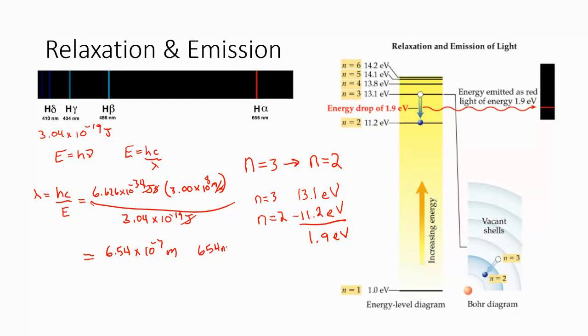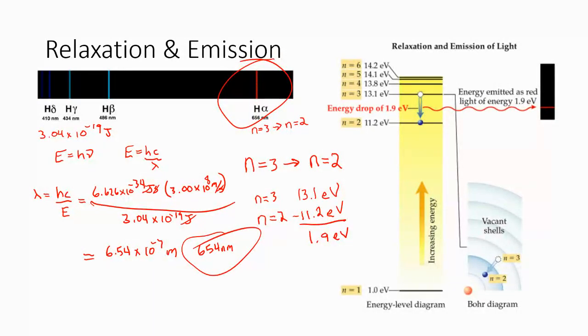That's the wavelength of light that is emitted when an electron relaxes from n equals 3 to n equals 2. If you look in our line spectra, that's this line right here. It says 656, close enough. And we know for certain now that when an electron jumps from n equals 3 to n equals 2, this wavelength of light is given off.